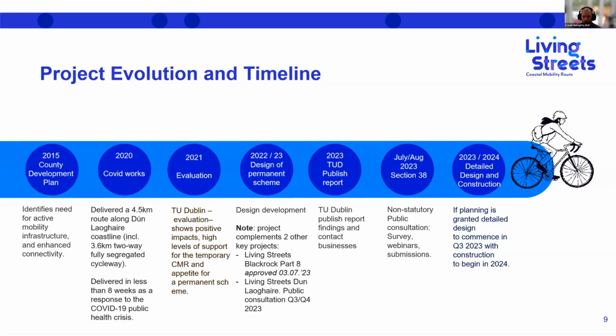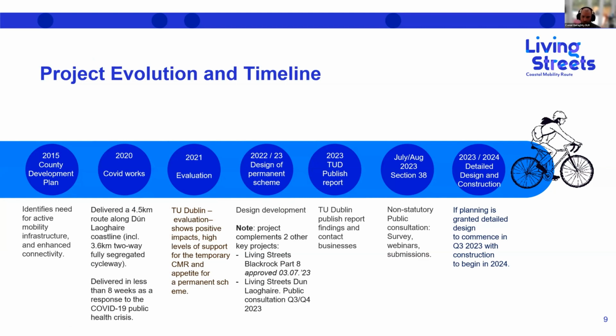In terms of how we've arrived at this point, the previous county development plans set down a policy basis for sustainable travel measures. Then in 2020, as part of the response to COVID, a 4.5 kilometre route was deployed along the coastline that required the N31 to be made one way. Of that 4.5 kilometres, 3.6 is already segregated. This was delivered really quickly and without any consultation, because there wasn't time.